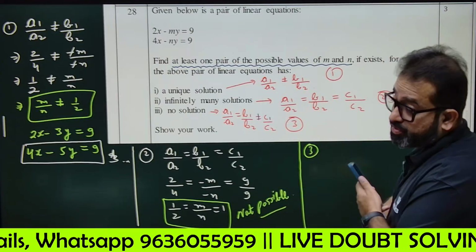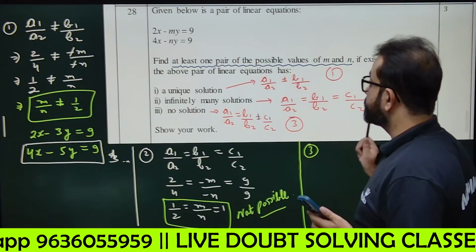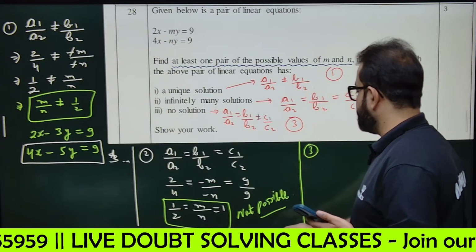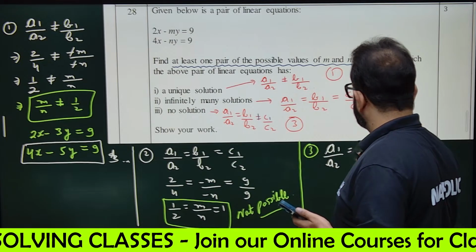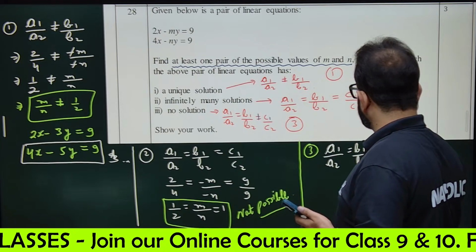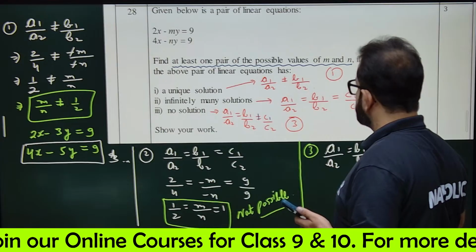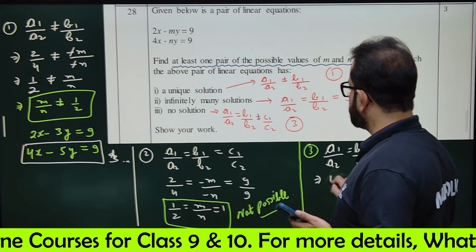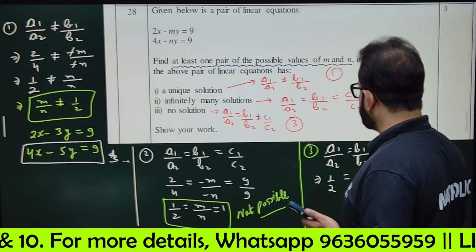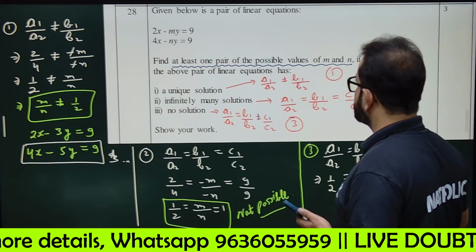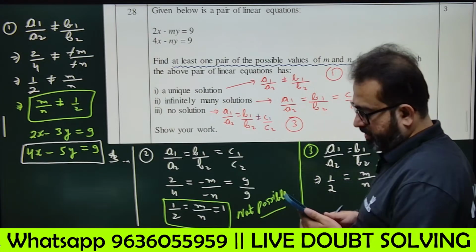Last one says no solution. No solution would mean what? Parallel lines. A1 upon A2 equals B1 upon B2 not equal to C1 upon C2. So A1 upon A2 will be 2 by 4, that means half, equals B1 upon B2, minus M upon minus N. Directly I am writing M upon N not equal to 9 by 9, that is 1. Okay.